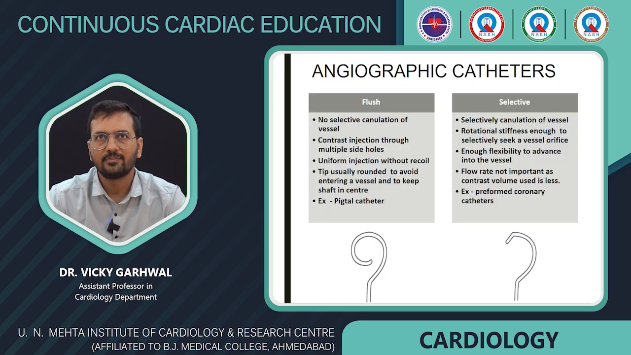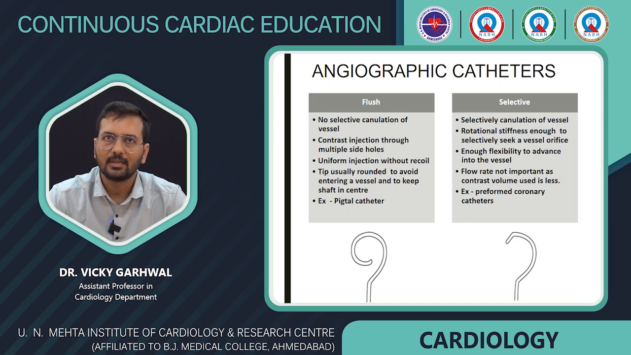Angiographic catheters can be flush catheters or selective catheters. Flush catheters, for example pigtail catheters, have no selective cannulation of the vessel. So contrast is injected through multiple side holes, giving uniform injection without recoil. The tip is usually rounded to avoid entering the vessel and to keep the shaft in the center. It does not cause injury to the vessel because of the pressure.